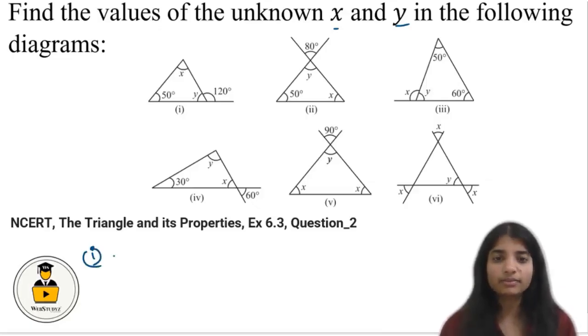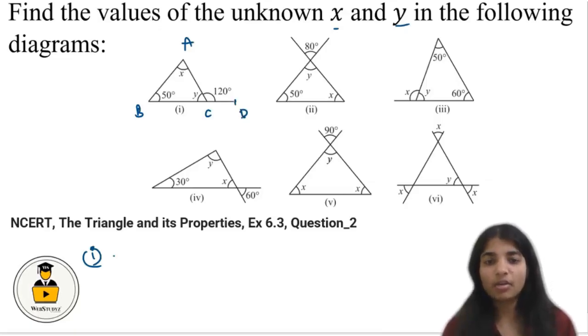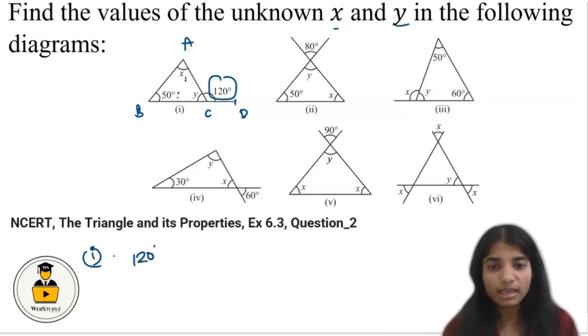In this, we are naming the triangle. Let's say this is A, this is B, let's say this is C, and let's say this is D. So this is angle D. Now here we know that the exterior angle, which is 120, is equal to the sum of the opposite interior angles. So from here we can say that 120 degrees is equal to 50 degrees plus x.